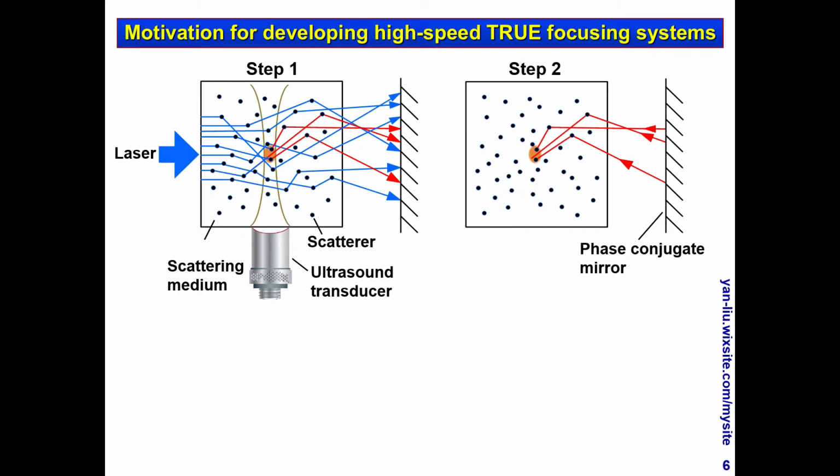Using this phase conjugate mirror, we can achieve the equivalent time reversal, so the ultrasound-tagged photons will trace their trajectories back to the ultrasound focus where they come from. In this way, they form a focus despite scattering.